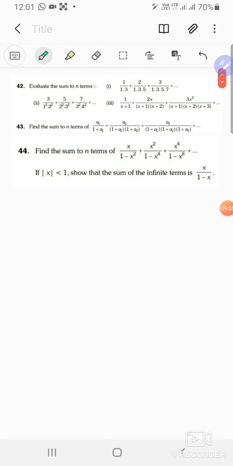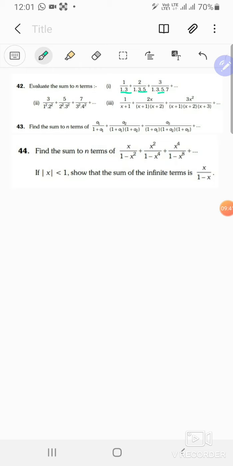Okay, so the next part of this question is 1 upon x plus 1 plus 2x upon x plus 1 into x plus 2 plus 3x squared. That's very different. Here the exponent is increasing in AP as well. It is almost like the previous thing. Over there the value of x was 1 and that's why it was turning out to be something like that.